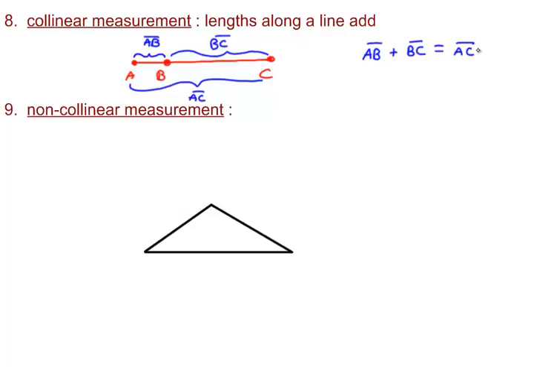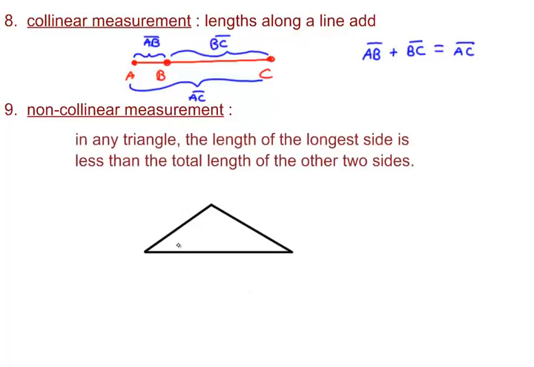Okay, now non-collinear means we're not in the same line, right? So we formed a triangle is what we formed. So in any triangle, the length of the longest side is less than the total length of the other 2 sides. Alright, so let's label this A, B, and C. Okay, what they're saying is this.